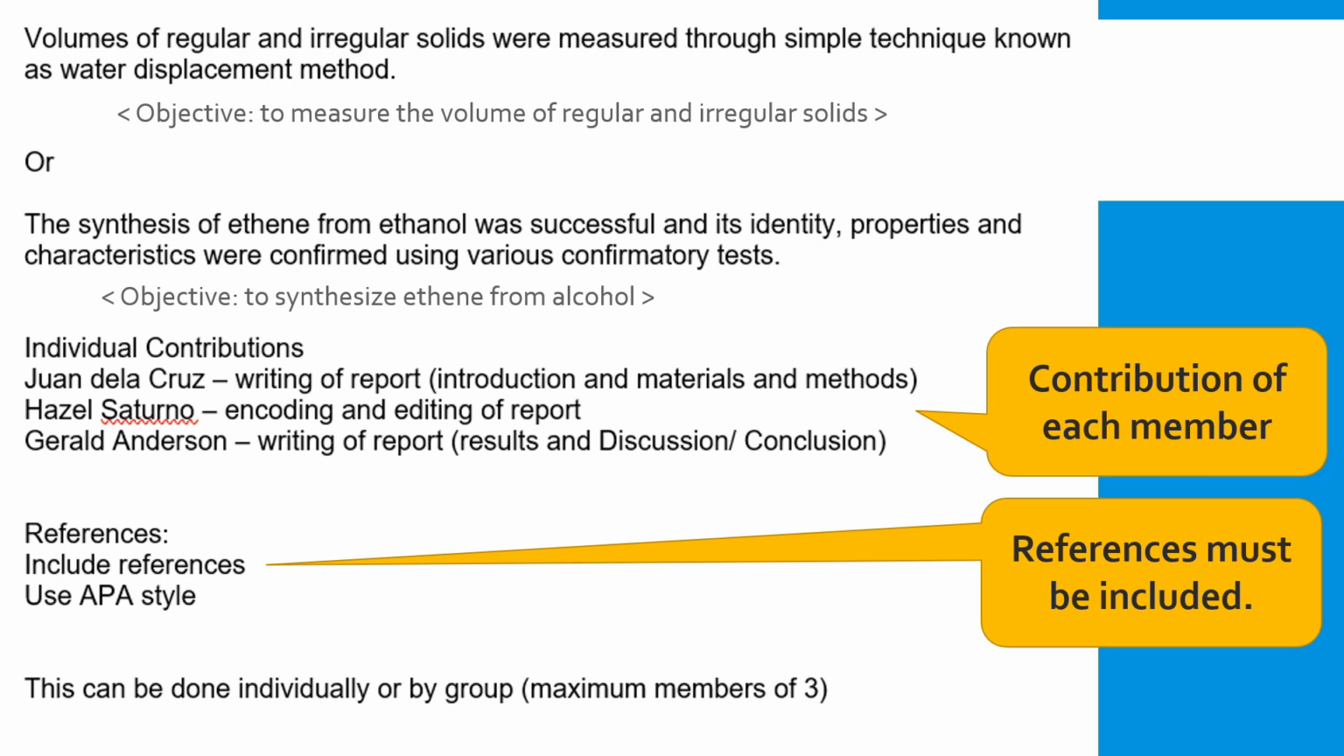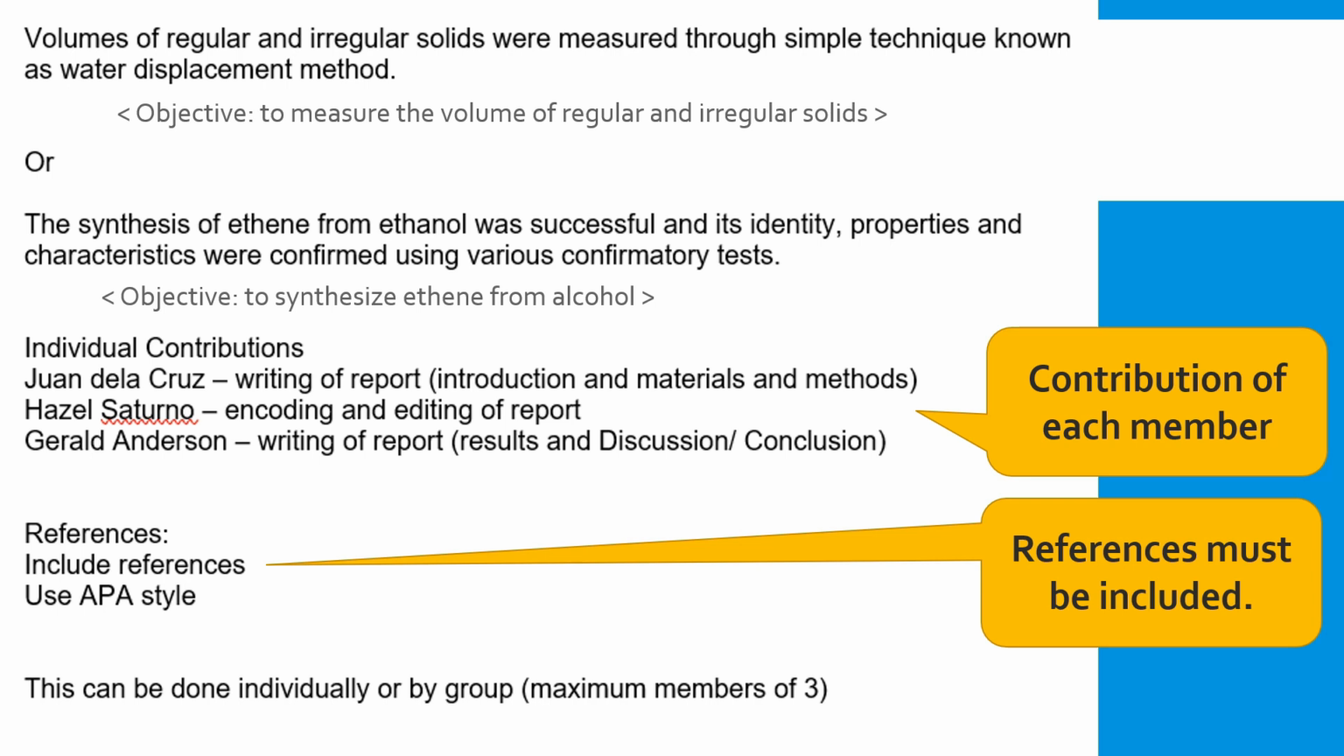Sa objective pala, sabi niya, you will try to measure the volume of this regular and irregular solid. So, dun sa conclusion part, sabihin mo na the volumes of regular and irregular solids were measured using a technique known as water displacement. Or kung meron ka naman, dun naman sa example natin on synthesis of ethene from an alcohol. Sa objective nun, sabihin niya, to synthesize the ethene from alcohol and to describe the properties and characteristics of ethene. Ganon yung objective.